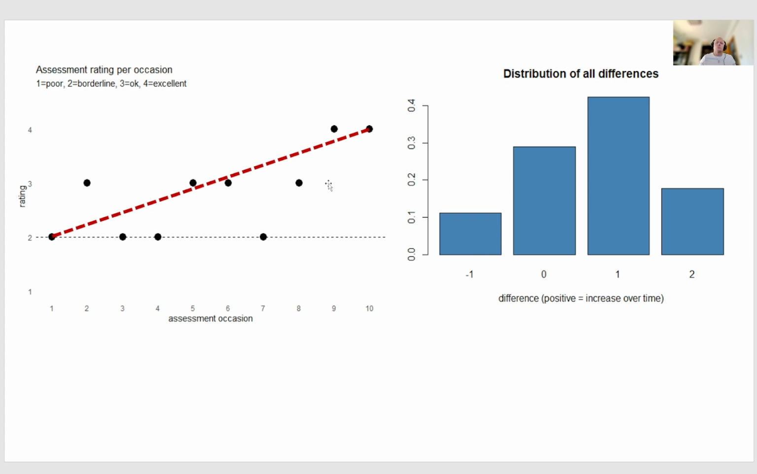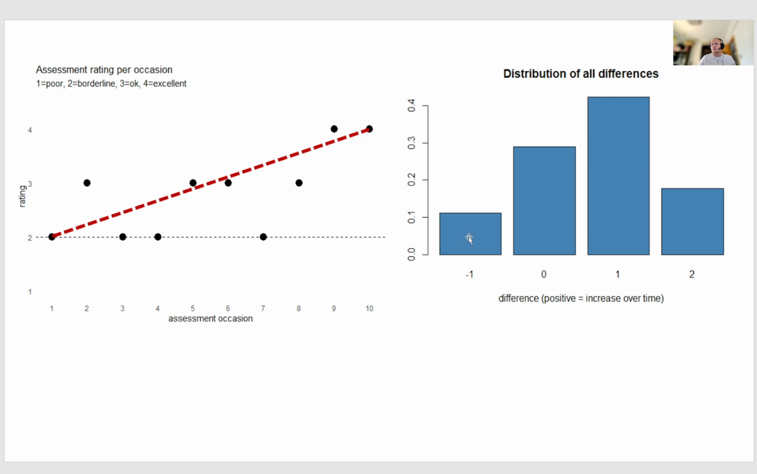Just like if we compare the 9th occasion with any of the others, we would also find for number 1, number 3, number 4, number 7 compared with 9 would also be a difference of 2 ranks. So this is a surface here. So this is the distribution of all those differences. So we have 45 pairs.